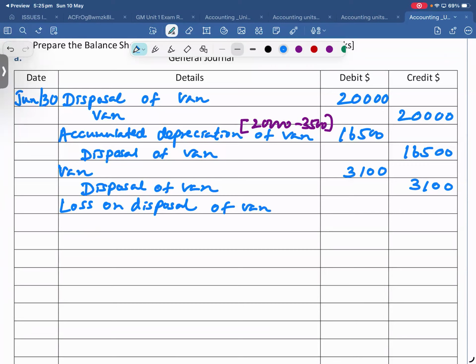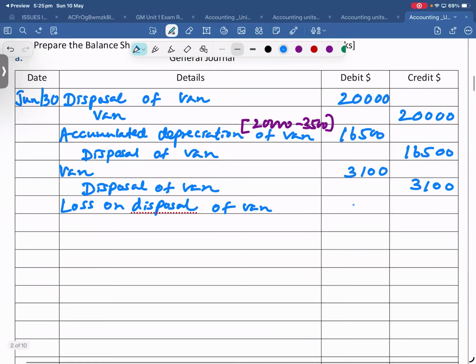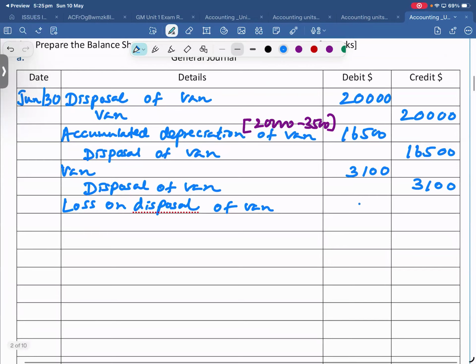At the same time, can I ask you some theory questions? What are the reasons for loss on disposal? Over depreciation, not enough depreciation, lower demand, it's superseded by a new model. Overstated carrying value, because of over depreciation or under depreciation.